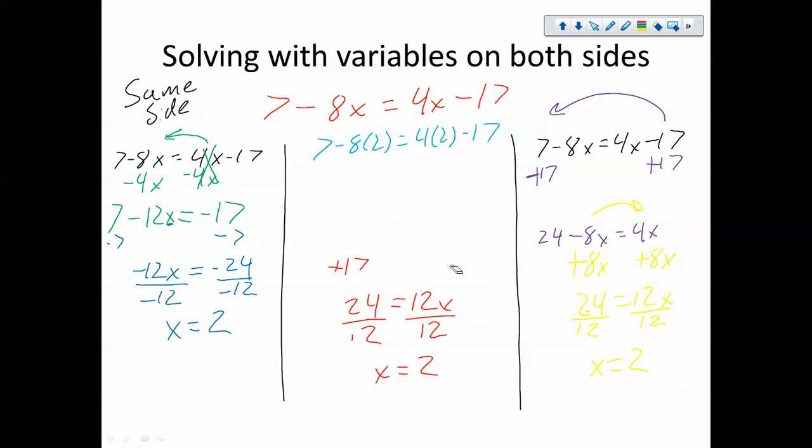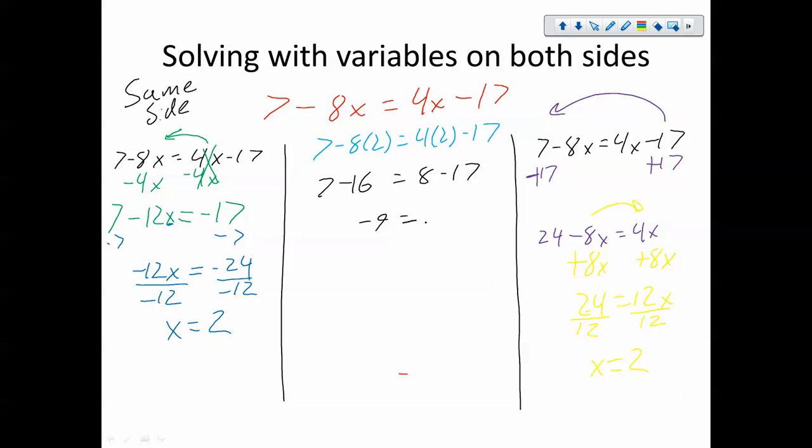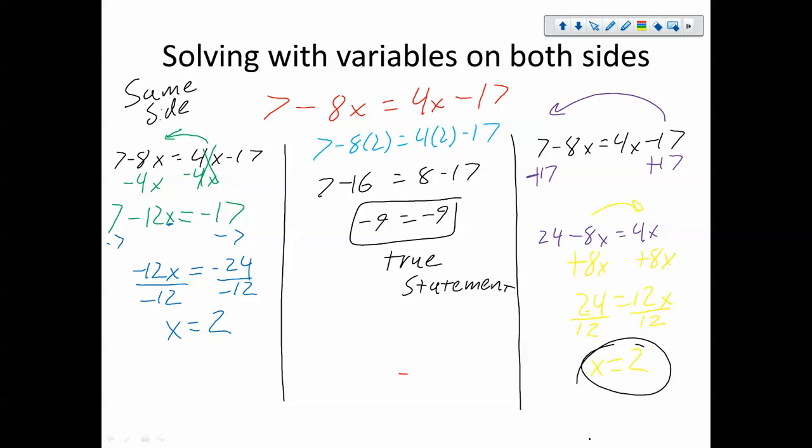Let me ask you a quick question and just answer it to yourself. If this is the correct solution, what should happen when I simplify these things down? Think about that for 5 seconds. Maybe pause the video. Okay, that's enough thinking. What should happen? Well, let's find out. That's 7 minus 16 equals 8 minus 17. And 7 minus 16 is negative 9. And 8 minus 17 is also negative 9. Notice that it makes a true statement. And that's what should happen if 2 is indeed the correct solution. I should plug it in and get a true statement. And I do. So it checks out.